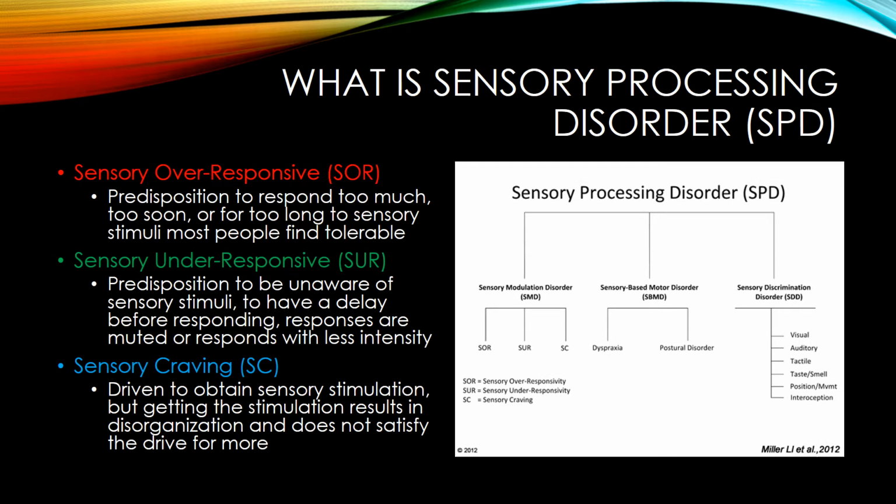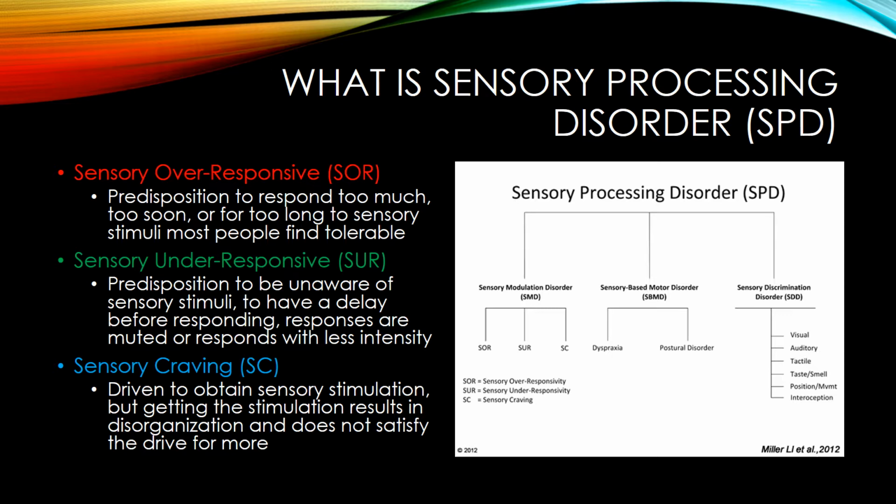There are 3 main subtypes of sensory processing disorder. Today we will talk about sensory modulation disorder and how proprioception ties into it. Sensory overresponsive is also called hypersensitivity, and this is when a child responds to too much, too soon, or for too long to sensory input.